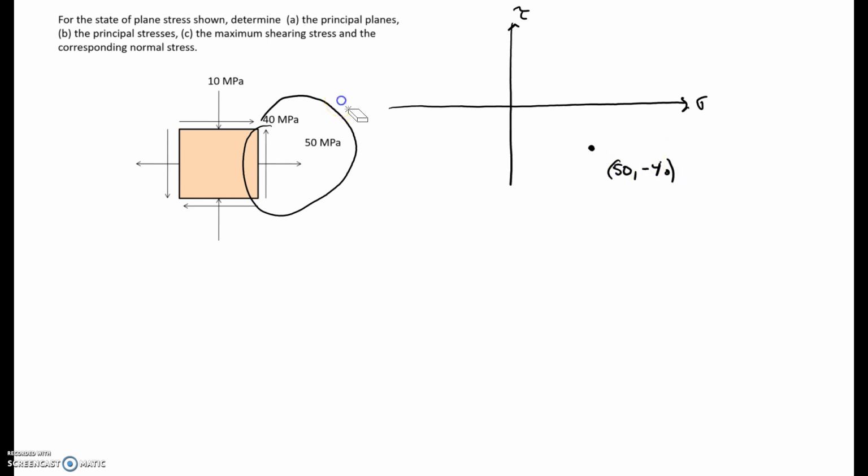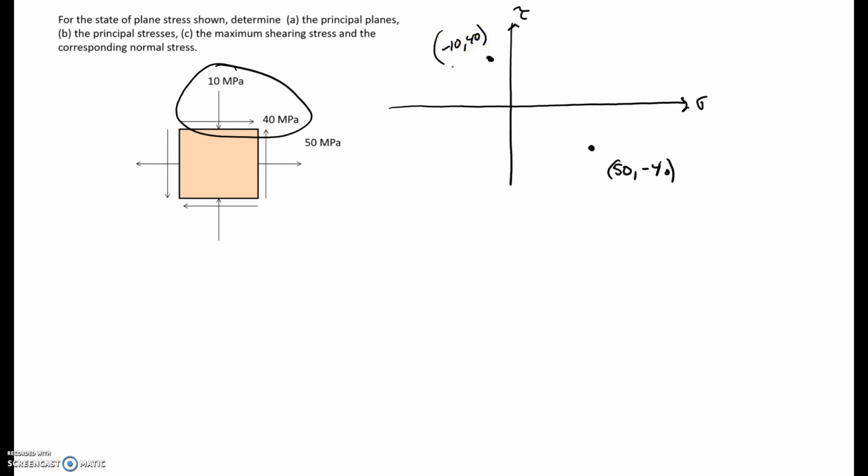The top and bottom of the box, that's a compressive normal stress. That's going to be a negative 10. The 40 makes the element spin clockwise, so negative 10, positive 40, about right here. If I draw a straight line between those two, that would be the diameter of the circle. Center coordinate, of course, lies right here on the horizontal axis.